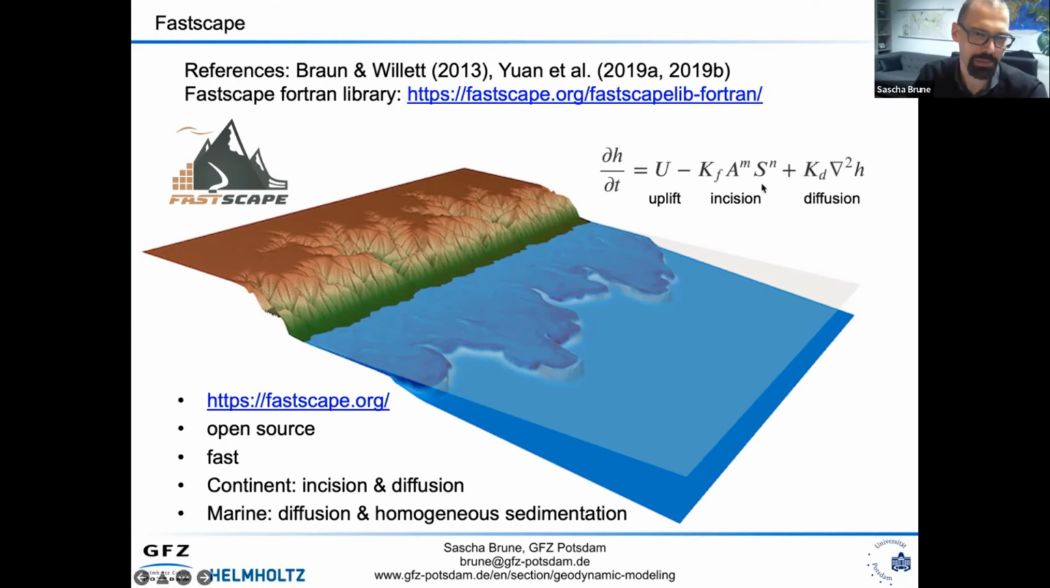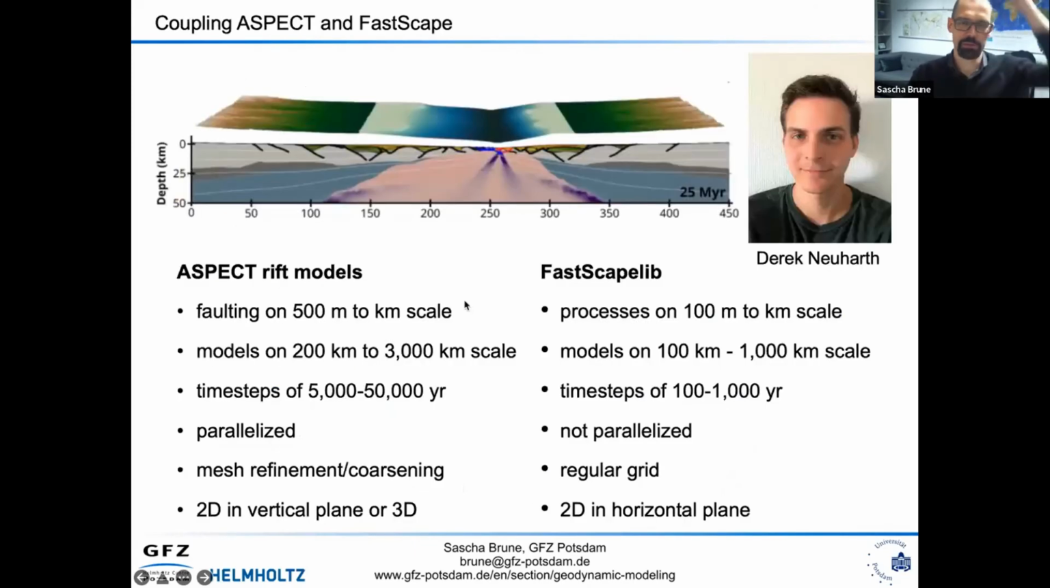Okay, and then on the continent, we have incision and diffusion. These are these two parameters. And in the marine part, we have diffusion, and we have homogeneous sedimentation. So you can see this as background sedimentation rate. So these are our surface processes. Here are some references, and you can look up on these websites what's actually going on. So Derek is the one who implemented all the work and heavily supported by Anne. And so we combine ASPECT rift models.